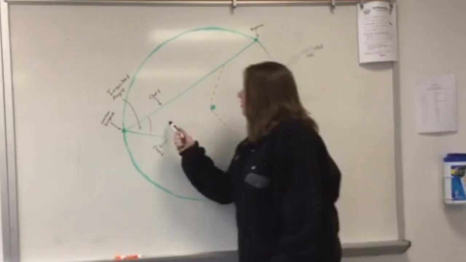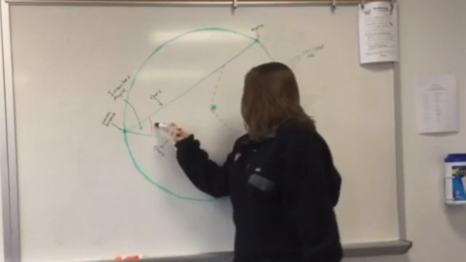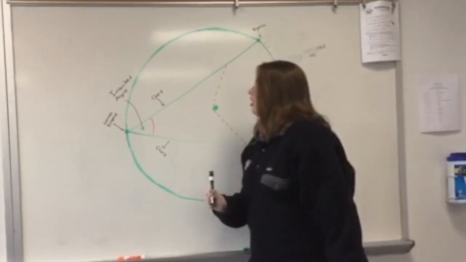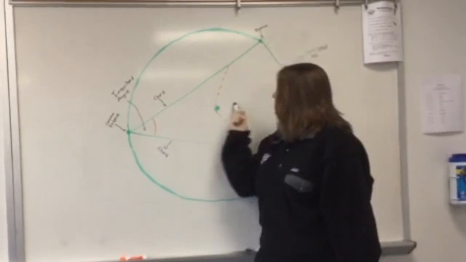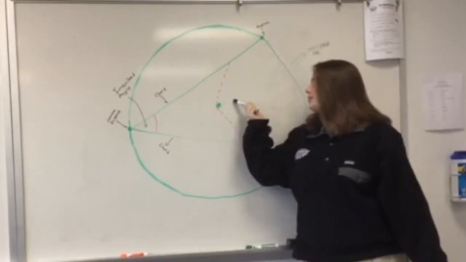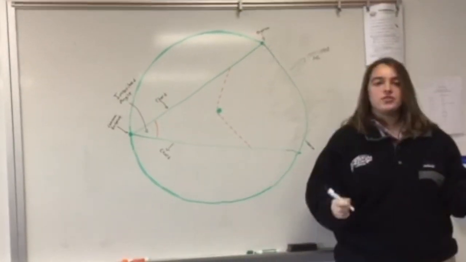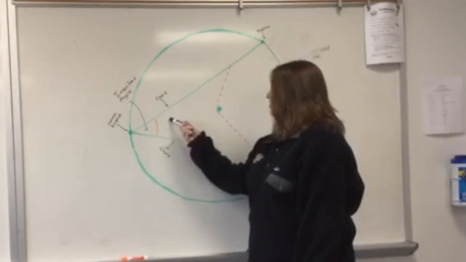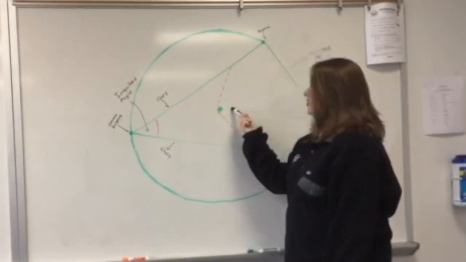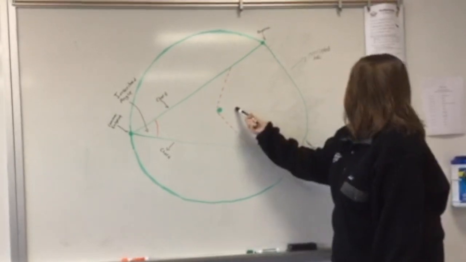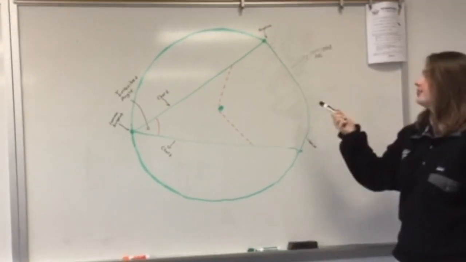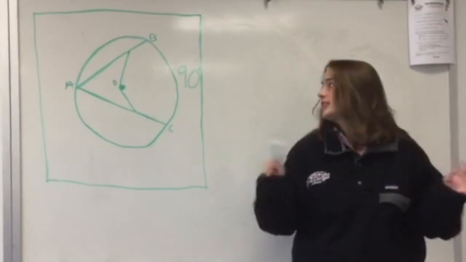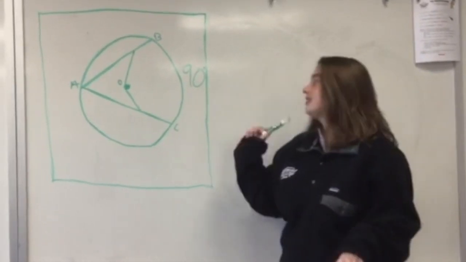And the measure of the inscribed angle is half the measure of the central angle. This relationship between the inscribed angle and the central angle is called the measure of an inscribed angle theorem. So remember that if the measure of the inscribed angle is half the measure of the central angle, that means it's also half the measure of the intersected arc. Alright, young students, now let's look at some examples.